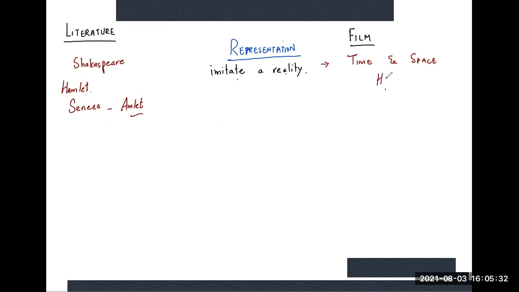And in the case of Haider, what is Vishal Bhardwaj doing again? Imitating a reality, imitating something that's already there. And now, the question is, how do you define reality in all these cases? And also, what comes into play in representation is another concept, that is perception.